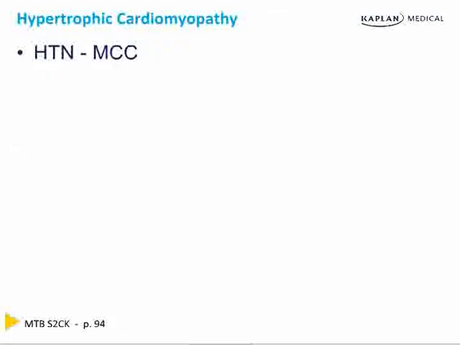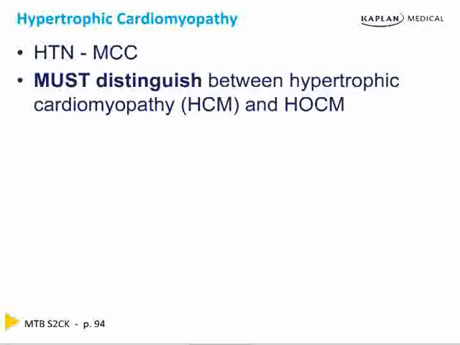MCC means most common cause. The most common cause of hypertrophic cardiomyopathy is high blood pressure. Now, you have to distinguish for sure between HOCM and HCM. Hypertrophic obstructive cardiomyopathy is colossally different. Hypertrophic obstructive cardiomyopathy causes syncope and sudden death. Hypertrophic cardiomyopathy is just a reaction to high blood pressure.